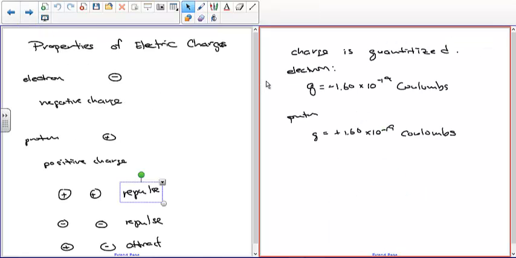One thing about charge, too, is that it is quantized. What that means is that there's a minimum value of charge that we deal with. The charge of an electron and the charge of a proton turn out to be the same magnitude but opposite in sign. So an electron has a charge of negative 1.60 times 10 to the minus 19th coulombs, and the charge on a proton is positive 1.60 times 10 to the minus 19th coulombs. We've got a new unit. The units for charge are coulombs, named after Mr. Coulomb.